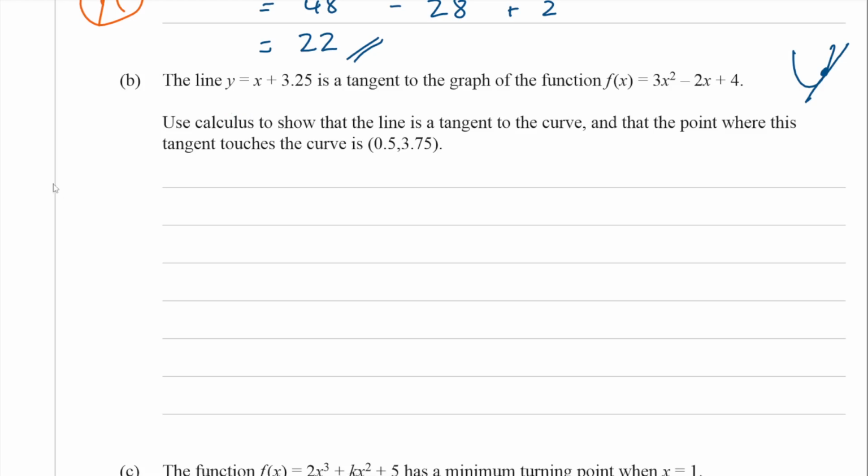So let's show that the line is tangent to the curve. To do so, we will find the gradient function, f prime of x. To do so, we take the power, multiply it out the front, so 2 times 3 gives 6. And then x to the power of 1, as we subtract 1 off the power. Minus 2x, the derivative of that becomes minus 2, and the derivative of plus 4 becomes 0.